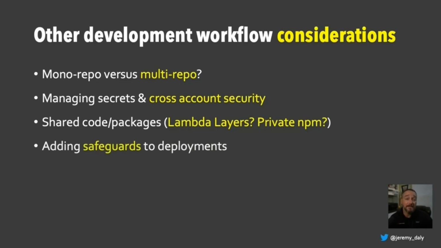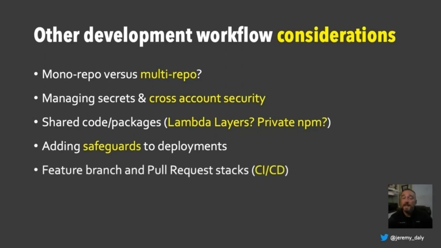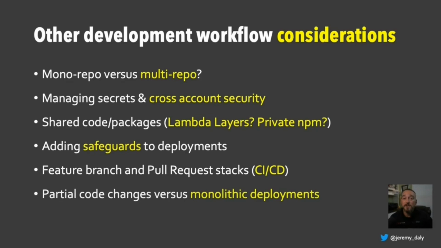The other thing is adding safeguards to deployments. You want to make sure that you are able to protect your production branches and things like that so that bad code doesn't make its way into the deployment. And then again, feature branches and pull request stacks, as part of your CI/CD process, is a really good way to make sure that you can test these changes and you're not deploying bad code.